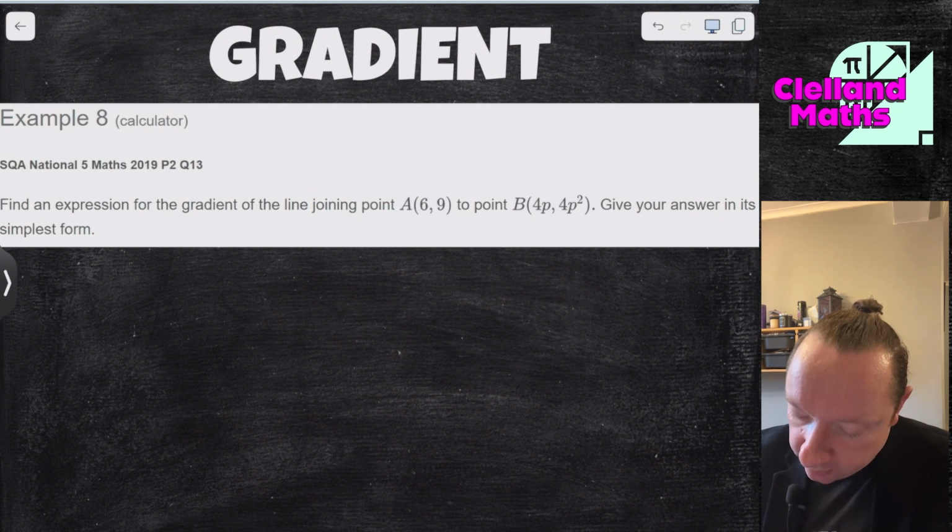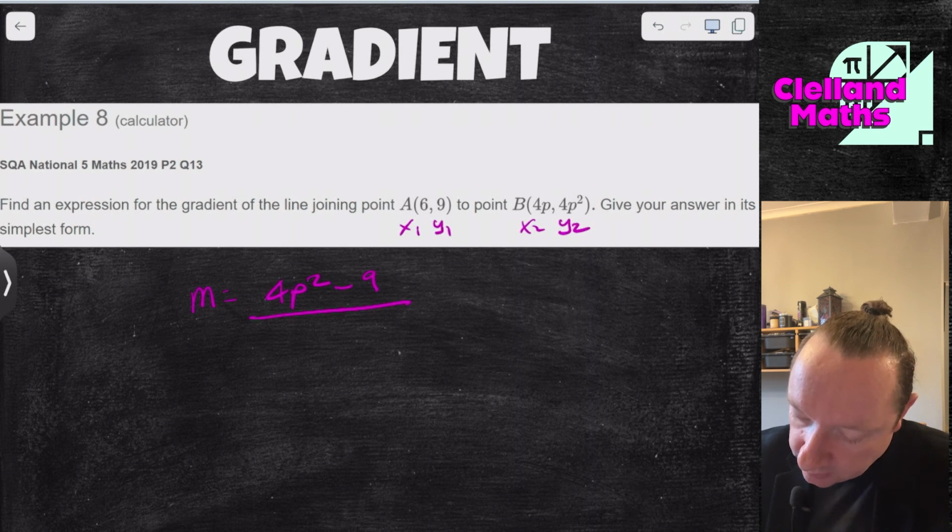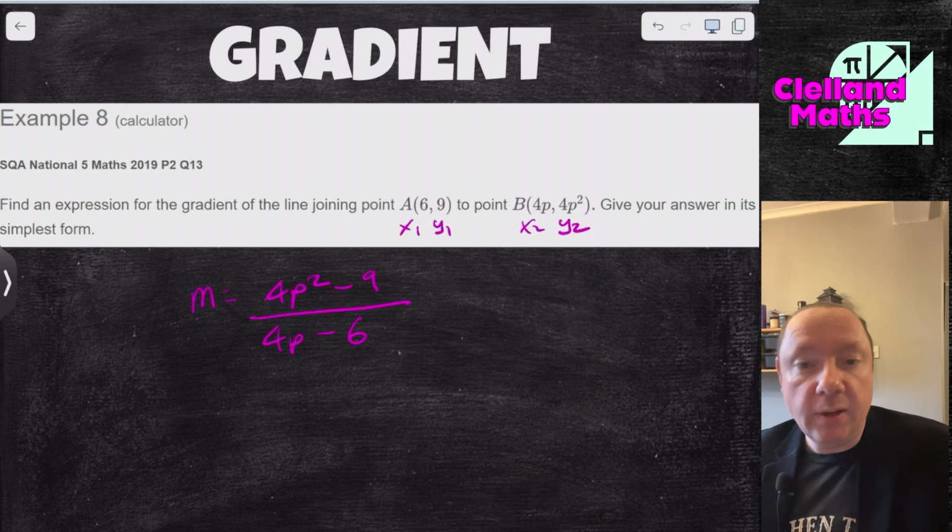Find an expression for the gradient of a line joining (6, 9) and (4p squared, 4p). So x1, y1, x2, y2. We have to simplify our answer. y2 minus y1, 4p squared minus 9, over x2 minus x1, 4p minus 6. So there's step 1. But now we need to simplify it.